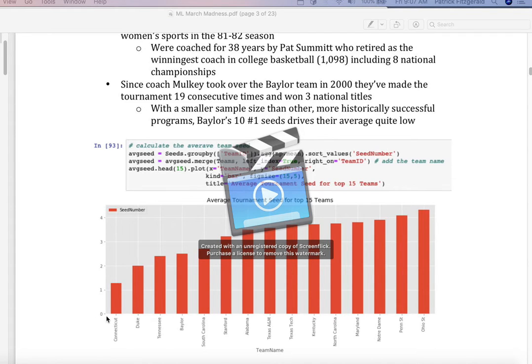So it looks like UConn, Duke, Tennessee, Baylor, South Carolina, and these are the kind of teams that you're going to see go far in their tournament year in and year out. You're always going to see them do well, and that's the case this year as well.